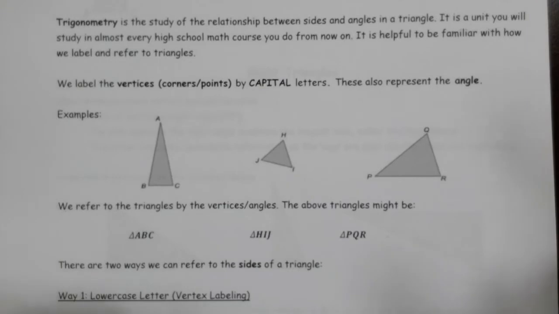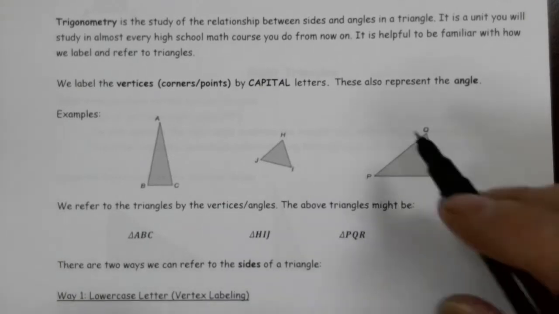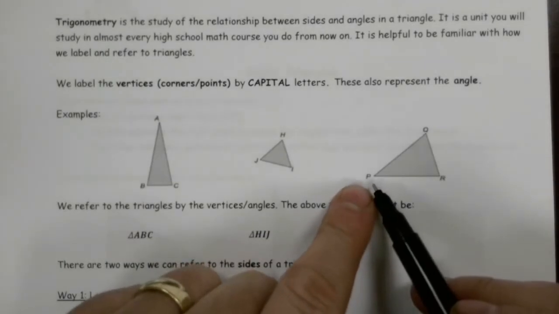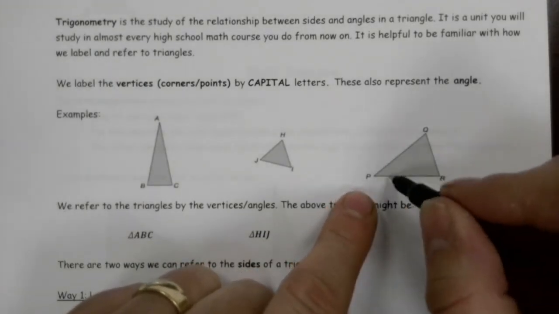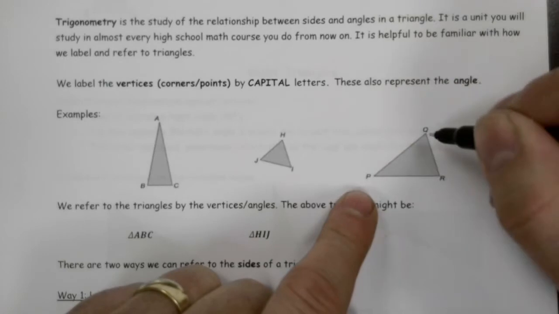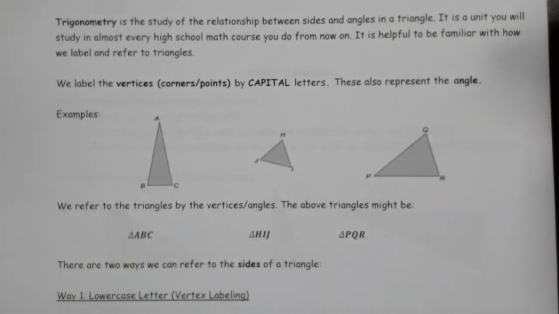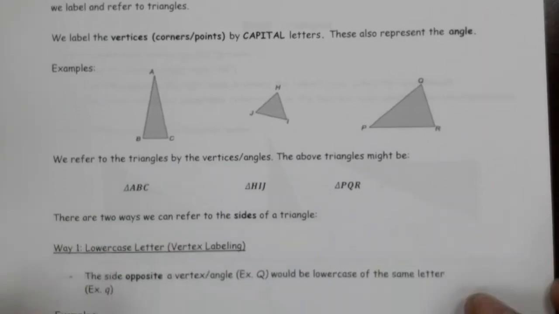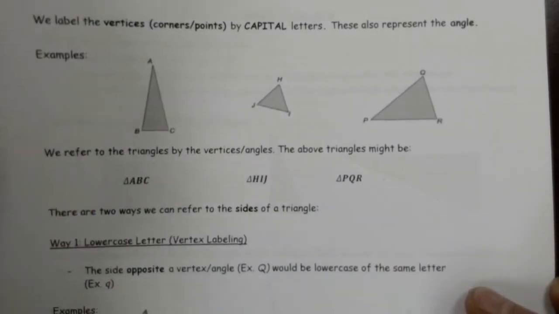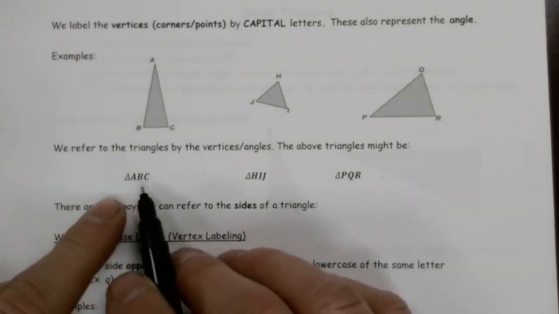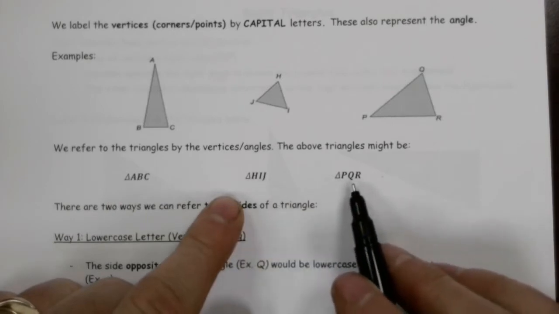And that's particularly easy if there are no other parts of this diagram. If it's completely unambiguous what P is referring to, then I could call that angle P. But for example, if there was another triangle connected there, then I wouldn't know which angle P is referring to, so that wouldn't be helpful. But in this particular case, I know exactly what you're referring to. So the above triangles could be referred to as triangle ABC, triangle HIJ, triangle PQR.